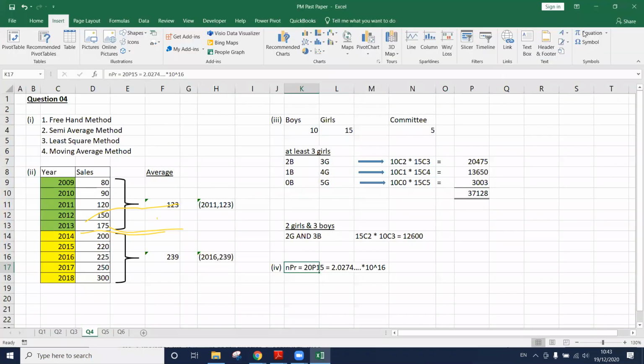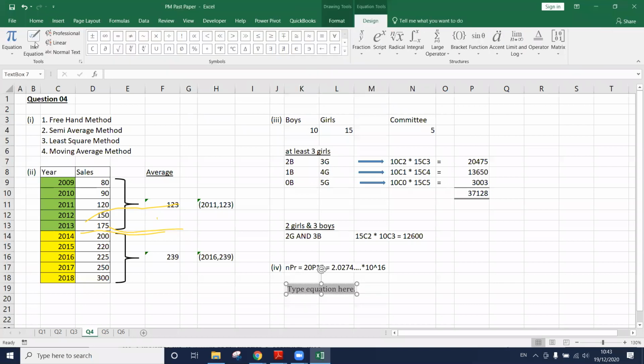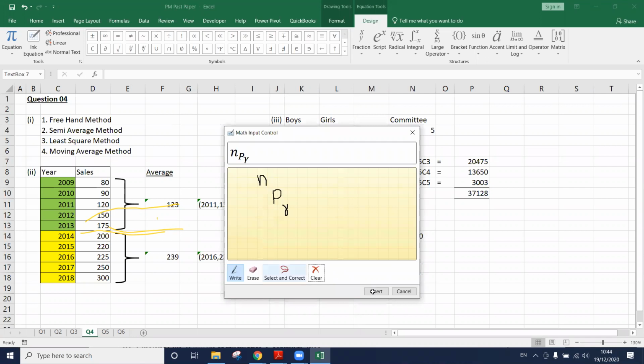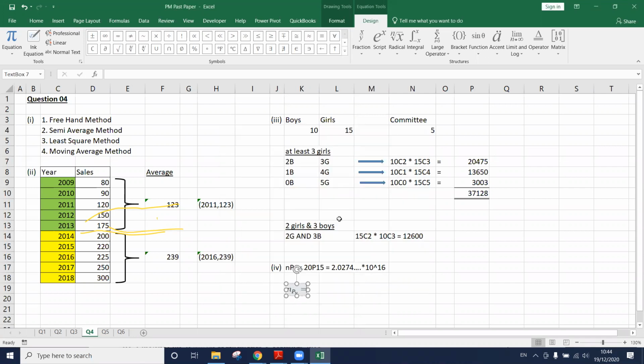Can you remember the formula to calculate NPR? NPR equals what? N factorial over N minus R factorial, right? N factorial over (N minus R) factorial.